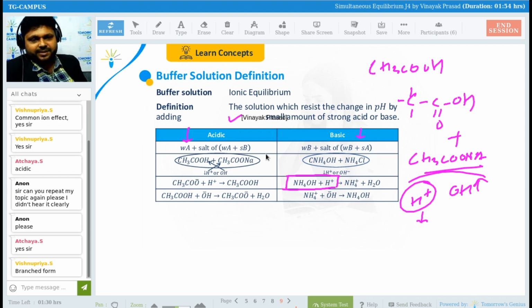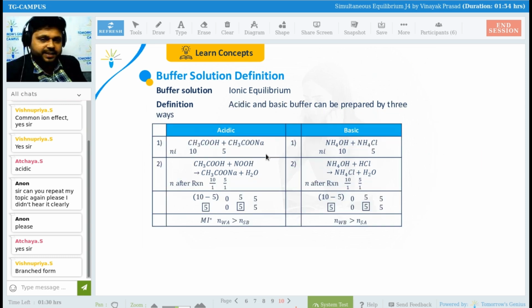I hope everybody has written this definition: the solution will resist the change in pH by a small amount of strong acid or base. Getting my point? See here, guys, we have CH3COOH and CH3COONa, right? So finally, this is a weak acid and strong base salt, which will make a buffer solution. Is it okay?